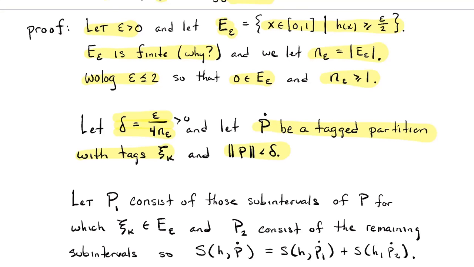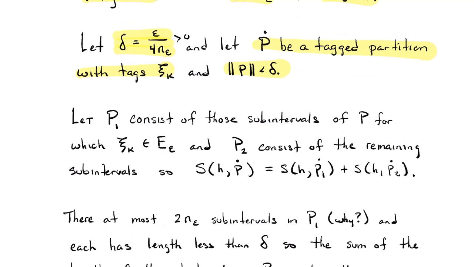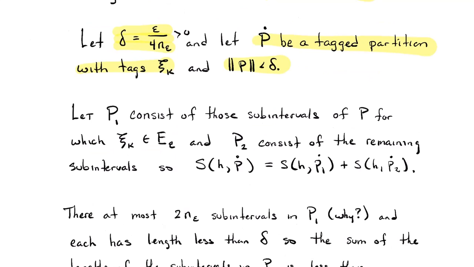Okay, and then I'm going to split this partition into 2 parts. I'm going to say that P1 contains the subintervals of the partition P where the tags belong to our set E sub epsilon. All right. So you look at all the subintervals in P, and one at a time, you ask yourself, is the tag in E sub epsilon? And if it is, you throw that subinterval into P1. Okay. If it's not, you throw it into P2. P2 is the remaining subintervals. So those tags aren't in E sub epsilon, right?